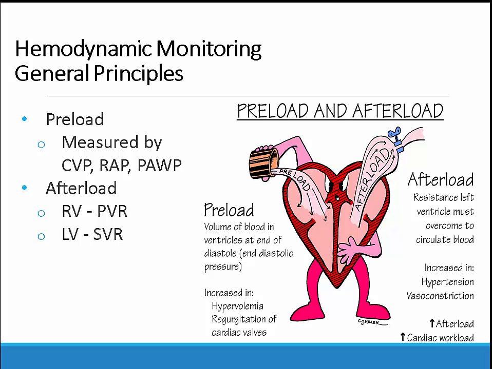Afterload is the force that opposes ventricular ejection. It is the resistance offered by the aortic valve. It's the resistance the ventricles must overcome to eject the blood. The right ventricle is affected by pulmonary vascular resistance. The left ventricle is affected by systemic vascular resistance. Reduced afterload lessens cardiac workload. Excessive afterload strains the ventricles and increases oxygen demand.